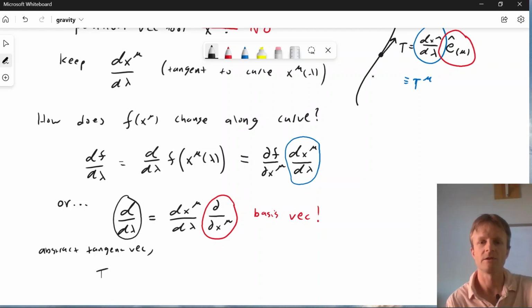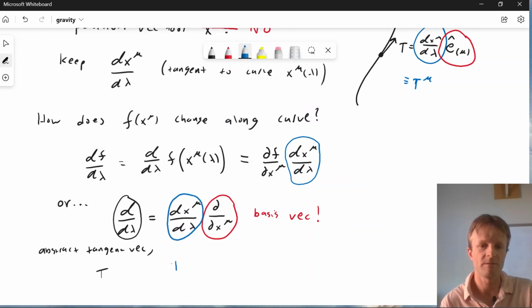That was what we had called t before. And then it will work out just like it did before. These dx mu d lambda, this will be t mu, the components in this basis.